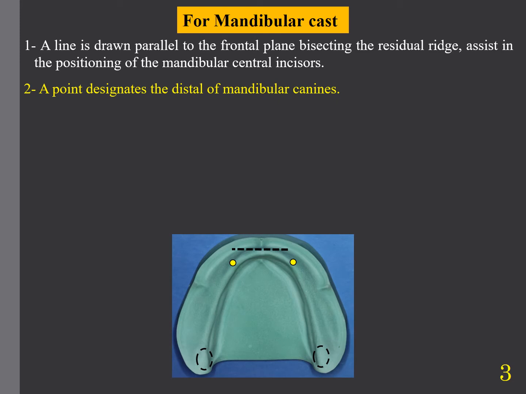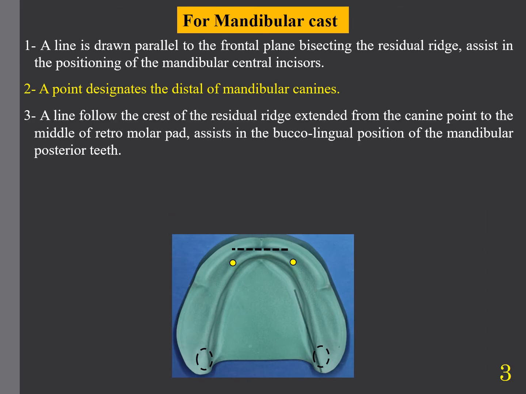Number 2, a point designates the distal of mandibular canines. Number 3, a line follows the crest of the residual ridge extended from the canine point to the middle of the retromolar pad. It assists in the buccolingual position of the mandibular posterior teeth.